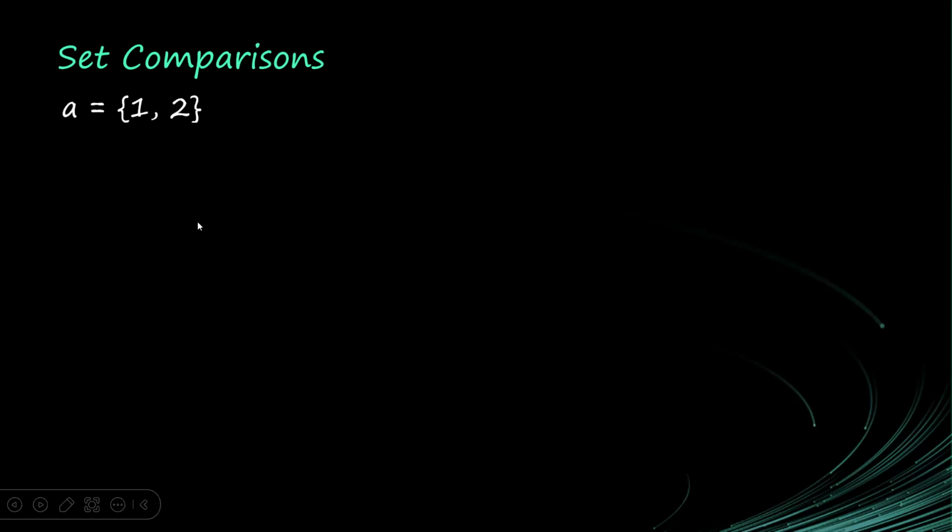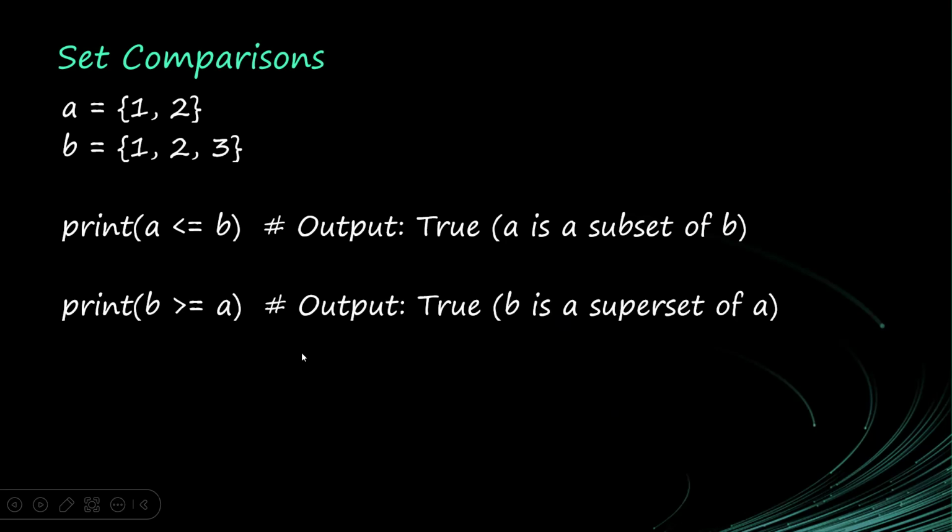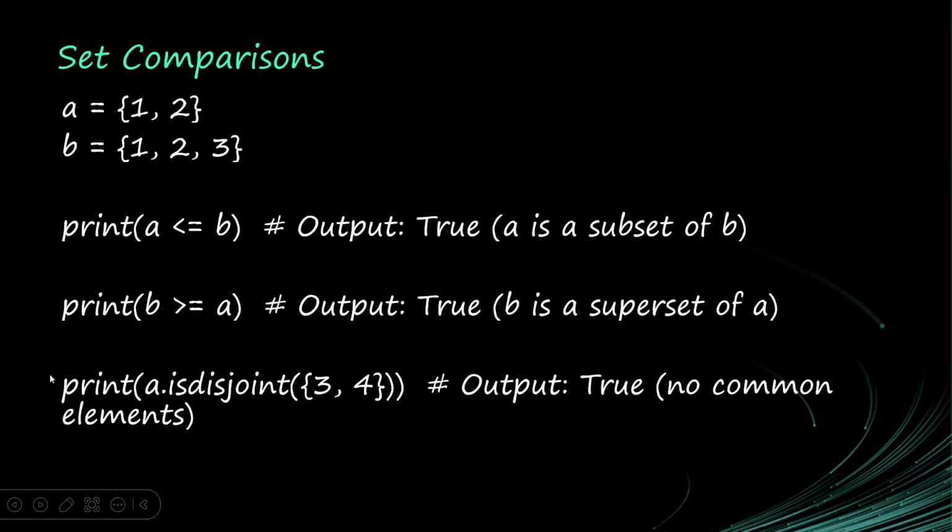So let's see some examples here. We have A as 1 and 2, and B as 1 to 3. You can see that B is bigger than A. The things that are in A are also contained in B. That means A is a subset inside B. So when you say A is less than or equal to B, you will get true because A is a subset of B. If you say is B greater than A, yes, because B is a superset of A. When you now say A dot is disjoint, A is 1, 2, and instead of putting B here, we are checking a new set, 3 and 4.